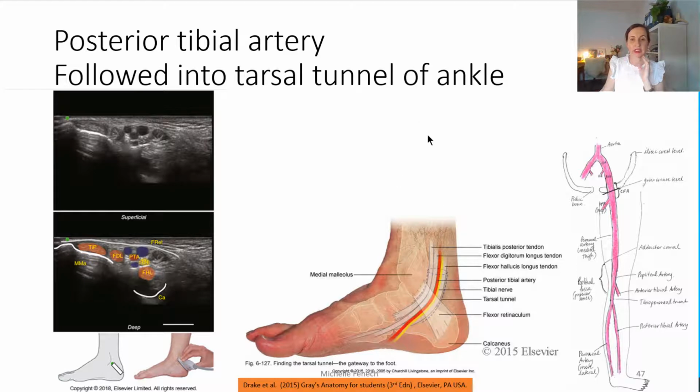We can follow the posterior tibial artery all the way down to our ankle, and it sits on the medial or inside part of our ankle, and it runs under a little roof sort of structure called our flexor retinaculum in our tarsal tunnel, and so that's where our posterior tibial artery will sit. So that's this artery here.